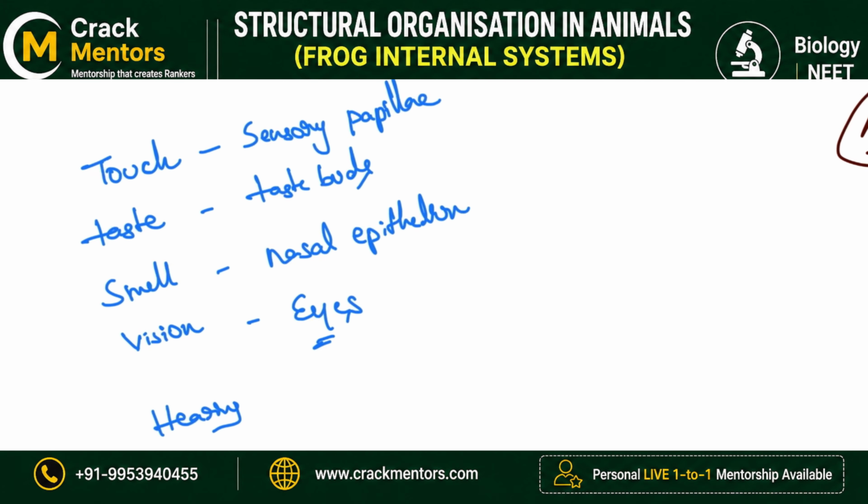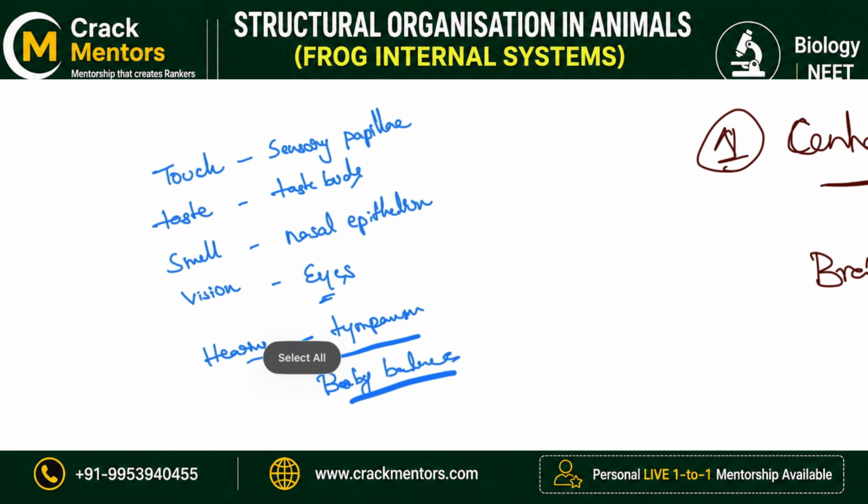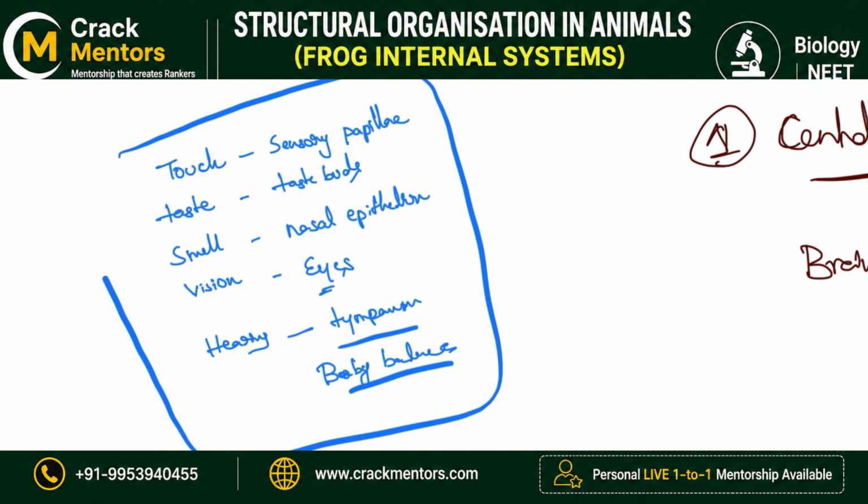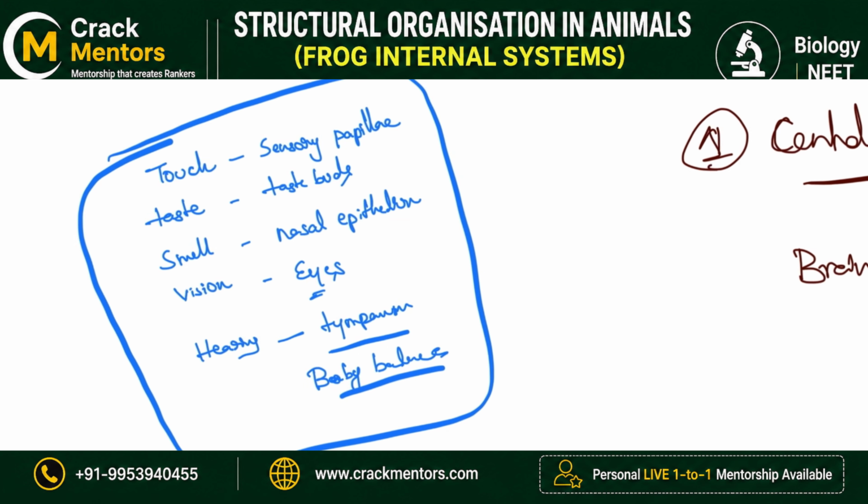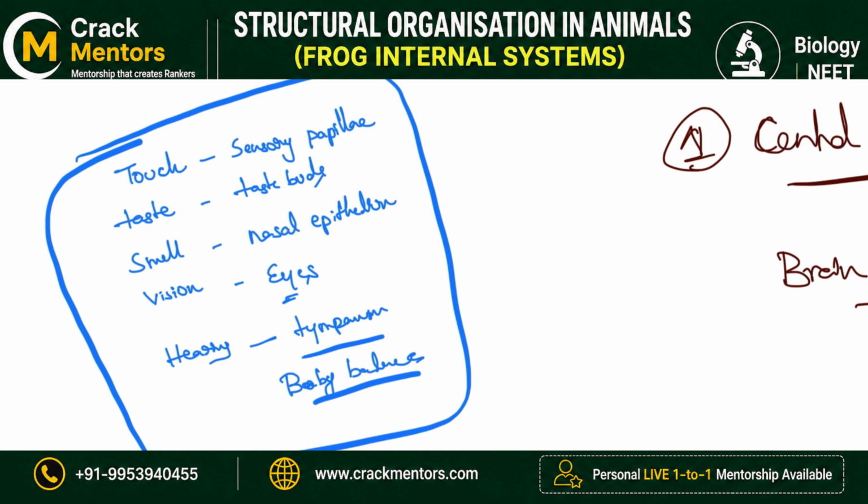Sorry, we forgot to write the hearing. So the hearing is done by the tympanum. Along with hearing, tympanum also helps in the body balance of the frog. So these are all the sense organs of the frog. Some important points to remember are: in frog, the external ear is absent and the tympanum is visible externally. Okay.